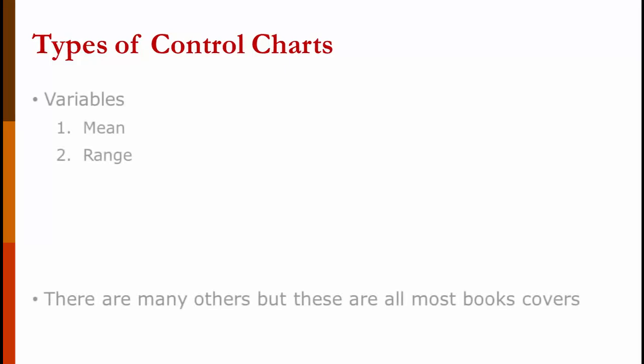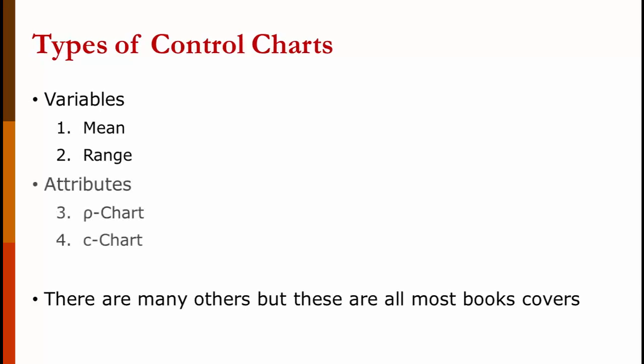We're going to look at 4 types of control charts, 2 for variables and 2 for attributes. There are others, this is not all of them, but these are the 4 that are typically covered in most textbooks. For variables, we're going to look at a mean and a range chart. For attributes, we're going to look at a P chart and a C chart.